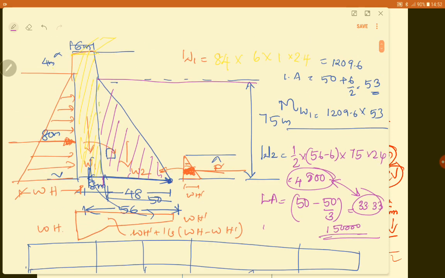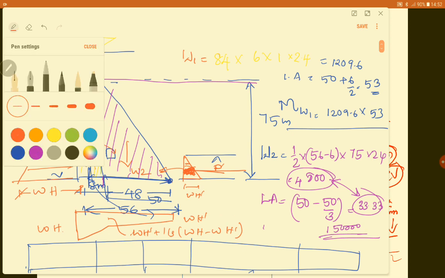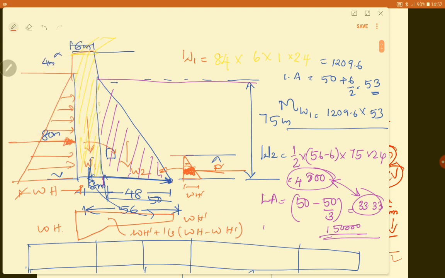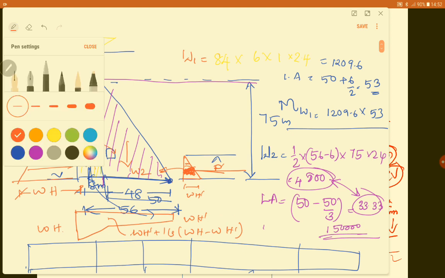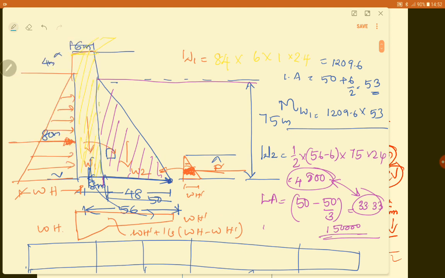Now what is the next force over here? One more stabilizing force is there. That is because of the water here. This part is having water, right? So the weight of this water is actually a supportive force, otherwise a stabilizing force. So what is this value? This can be taken as, let it be taken as WD.